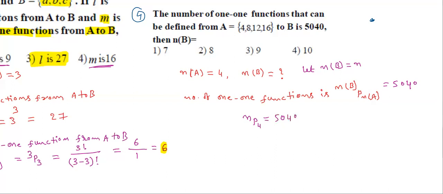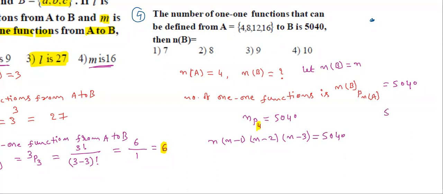nP4 we can write in short form as n into (n minus 1) into (n minus 2) into (n minus 3). How am I writing it? n, decreasing 4 times. Here 4 is there, no? That's why we need to decrease 4 times. Decreasing means subtracting 1 only. That value should be 5040. These are 4 consecutive numbers.